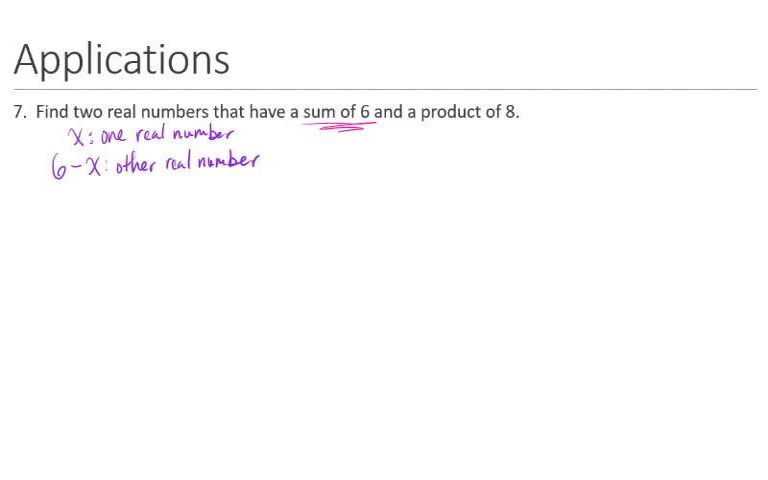Now we want to set up our equation. Let's look at the second part of the sentence: they have a product of 8. That means if we multiply them together, we get 8. So that's pretty straightforward. If we multiply the first number, x, by the second number, 6 minus x, then our result is 8. So now we don't need the words anymore. We have our equation, and it's a quadratic equation. Now we can solve for x. It might not be as obvious that it's a quadratic equation, but as soon as we distribute here, we can see that it's a quadratic equation more obviously.